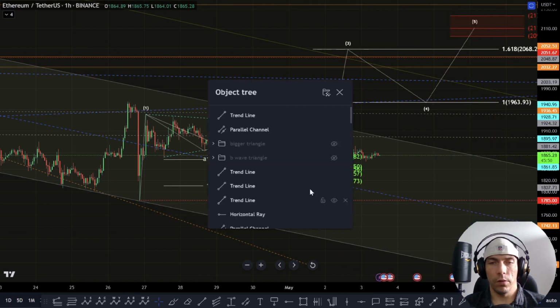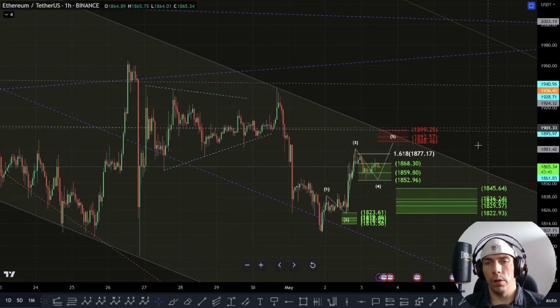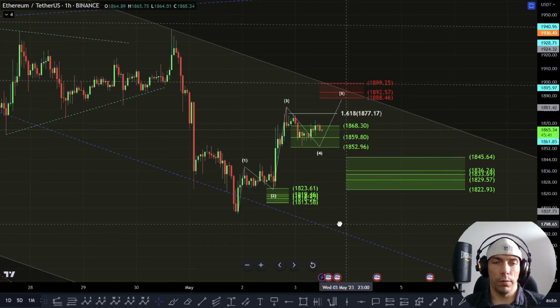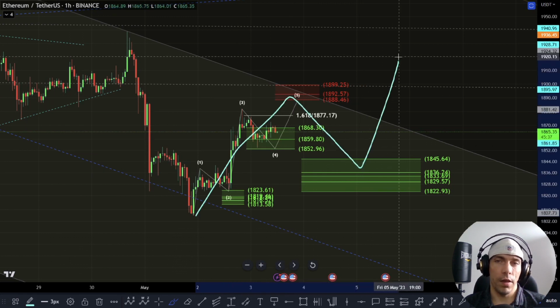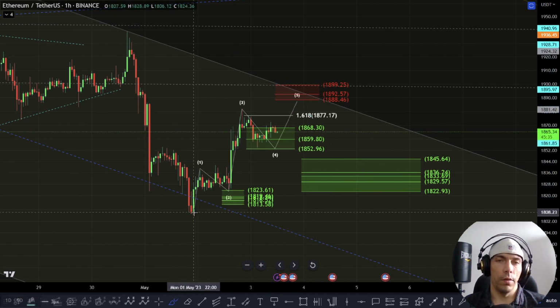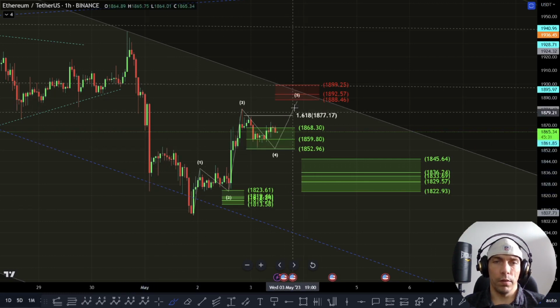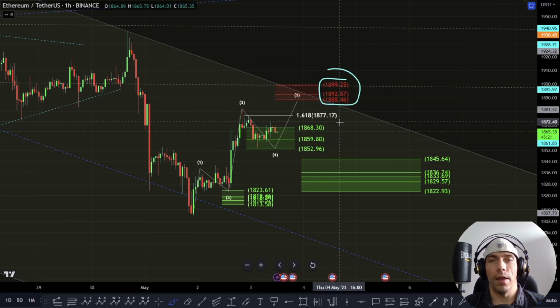Now, on the internals here, what we would be looking for is, like I said, even if we are looking at a flat, or that triangle possibility where we have A, B, and C, or alternatively this is a flat correction as A, B, C here, what I would still be anticipating is an additional fifth wave to the upside. So that target zone could potentially be towards this 1980, this 1899 to this 1888 region.